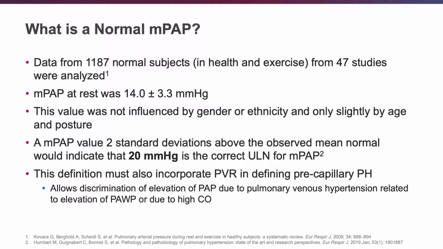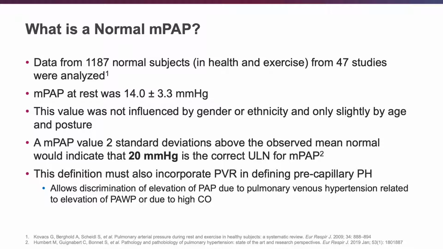So where did we get this normal from? The data is actually from more than 1,000 normal subjects, followed in more than 45 studies, and they looked at what the normal pressures were at rest, and they were 14 plus or minus 3.3. It did not seem to be influenced by gender or ethnicity, but slightly increased by age and posture. And as I mentioned, a mean PA pressure more than 2 standard deviations above that normal is 20, and that is now considered our cutoff for the definition of pulmonary hypertension.